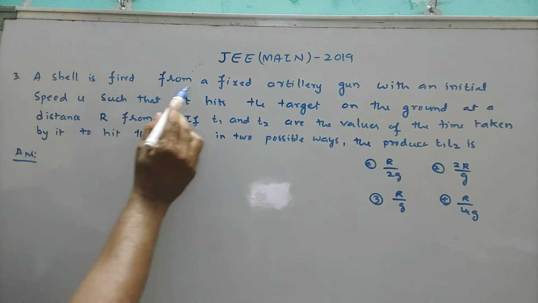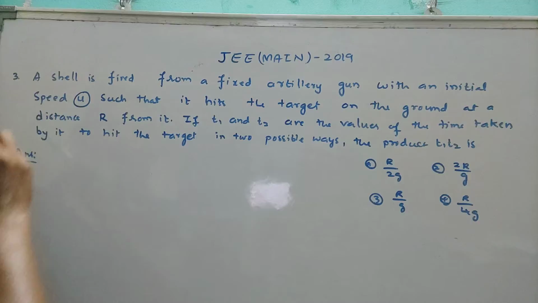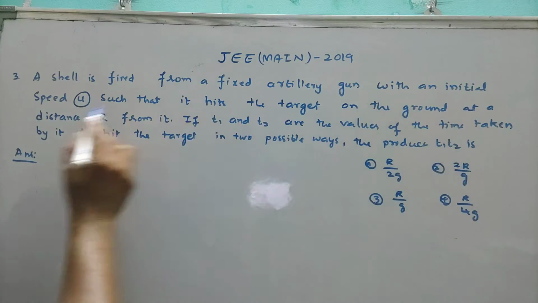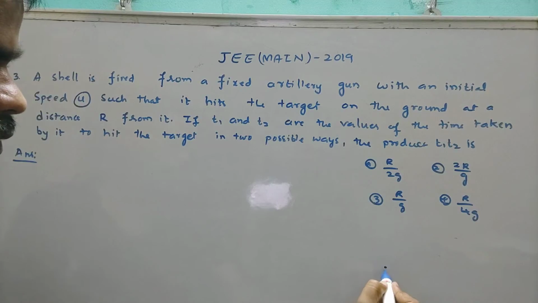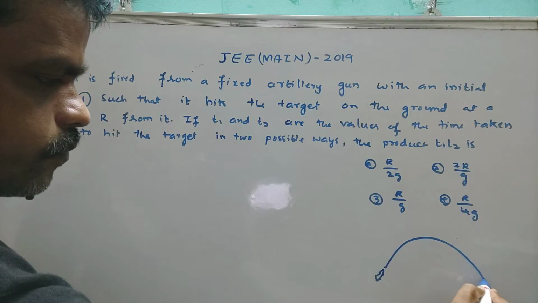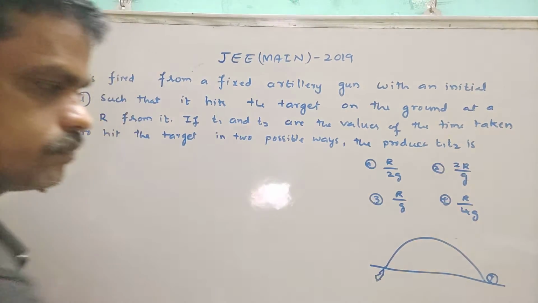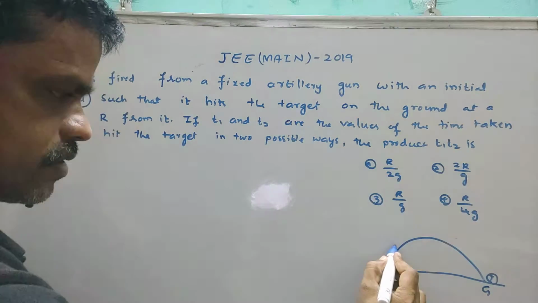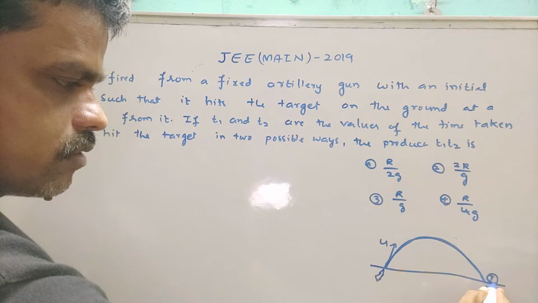A shell is fired from a fixed artillery gun with an initial speed u, such that it hits the target on the ground at a distance r from it. So, for example, here the gun is there, and here is the target which is on the ground. It has initial speed u, then it hits the target on the ground.